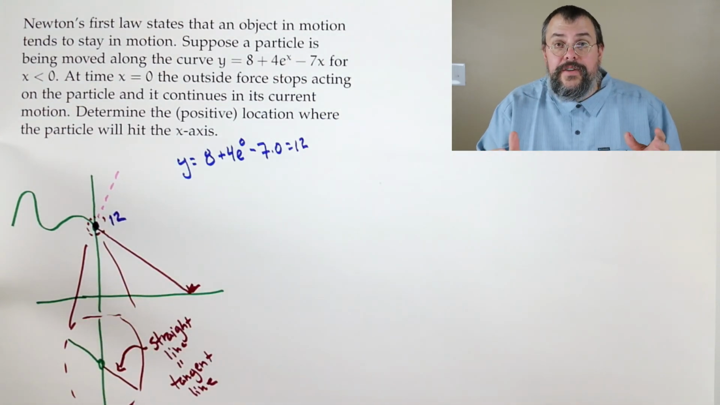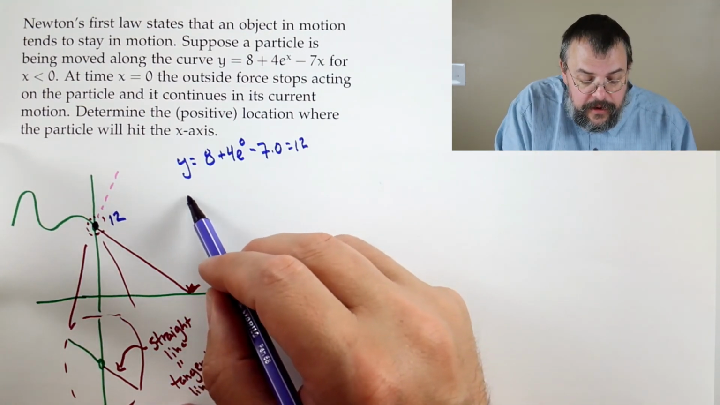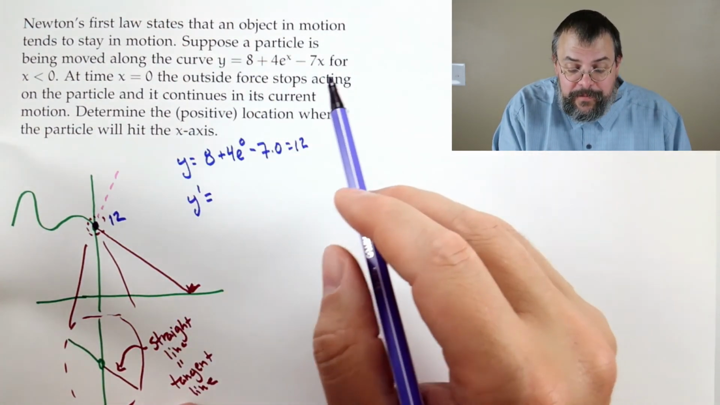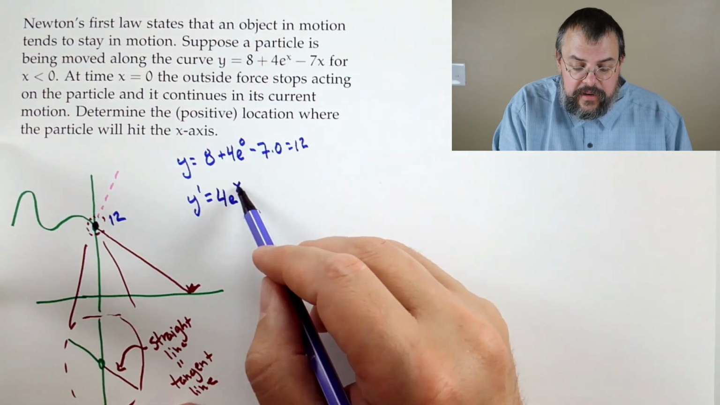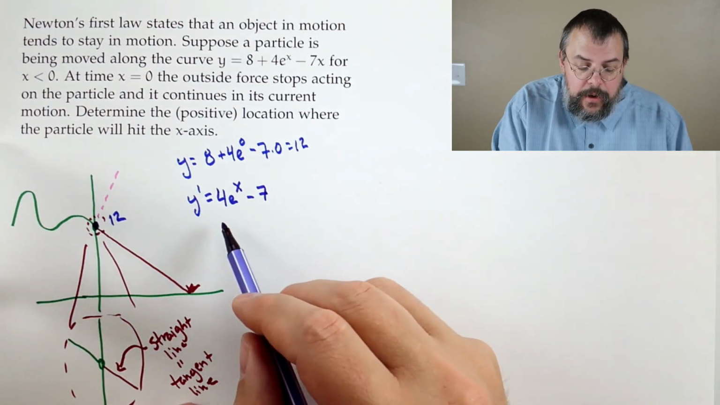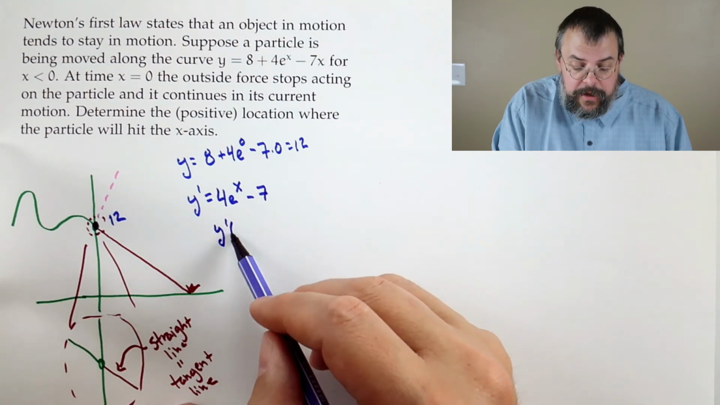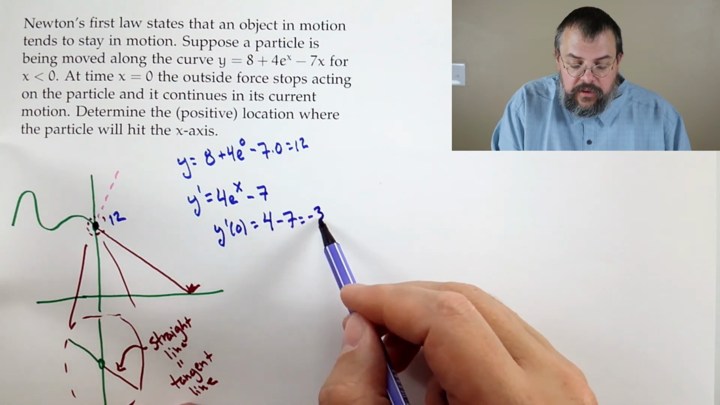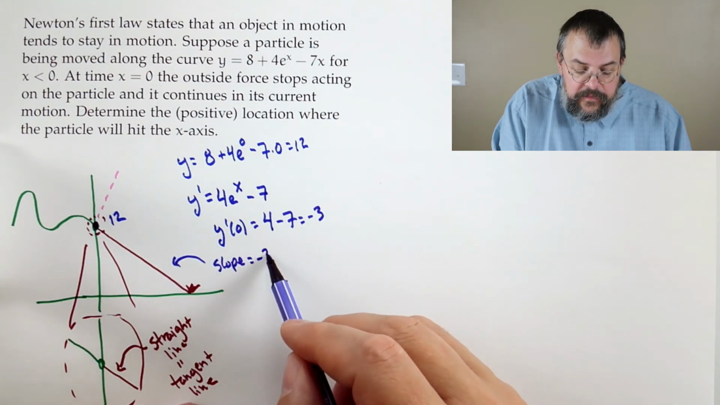That's the y-intercept. What's the slope? Well, for the slope, we need the derivative, y prime. Derivative of 8, constant, goes away, 0. 4 is a constant times the derivative of e to the x, which is 4e to the x. Derivative of minus 7x, minus 7. Now, we need to know what the derivative is at time 0, because we're after the tangent line at time 0. y prime at 0 would be 4 times e to the 0, so that's 4 minus 7, which is negative 3. So the slope of our tangent line is negative 3.